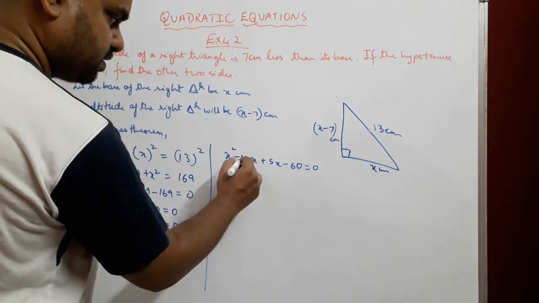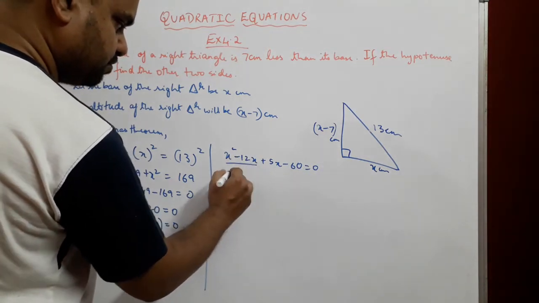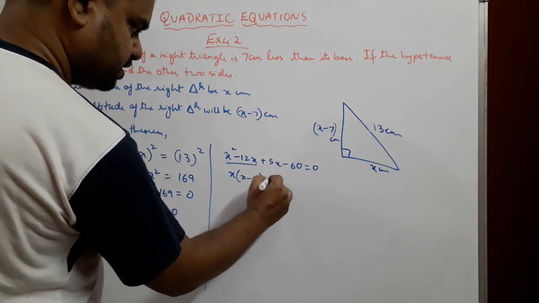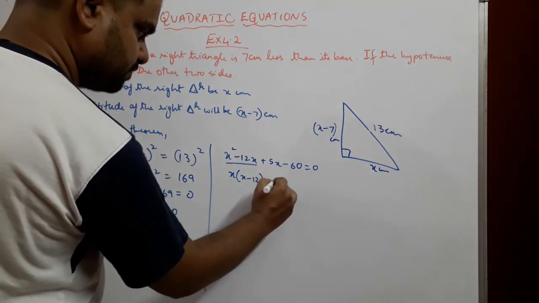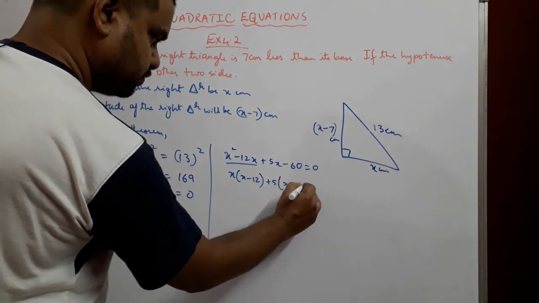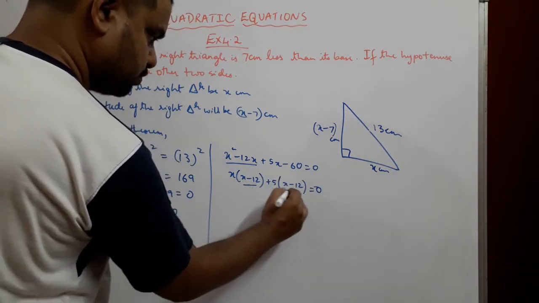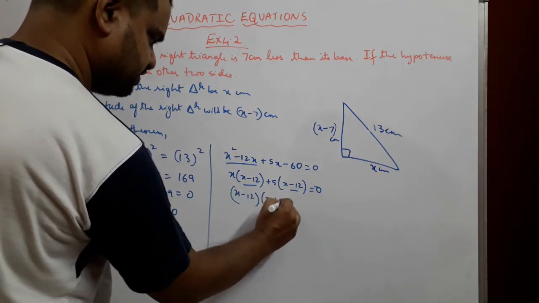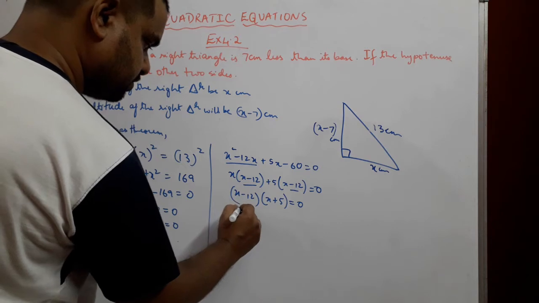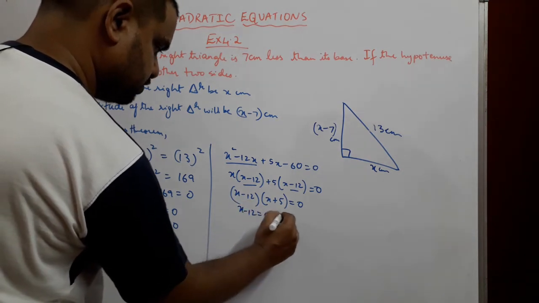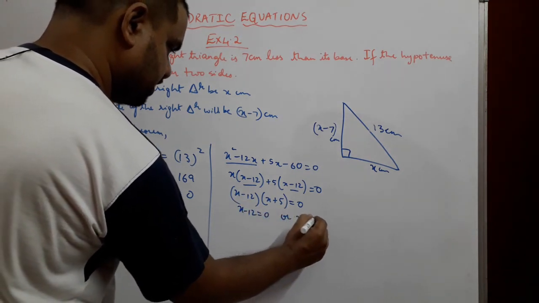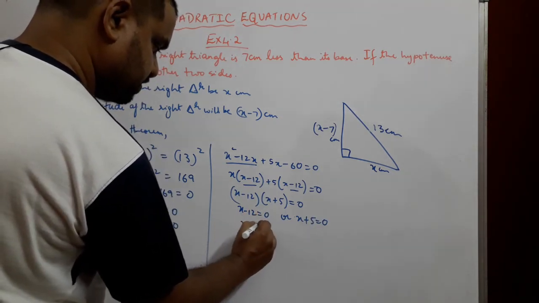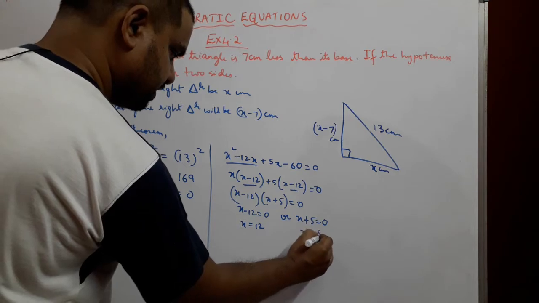So we can take x common between the first two terms. We are left with x minus 12, and here we can take plus 5 common. We will be left with x minus 12. Write down what is common first, x minus 12, followed by what is left, x plus 5 equal to 0. We can say now x minus 12 equal to 0 or x plus 5 equal to 0. 12 goes on the other side and becomes positive, and here this will become negative.